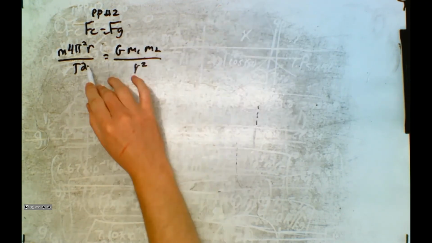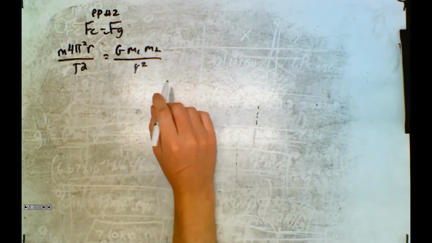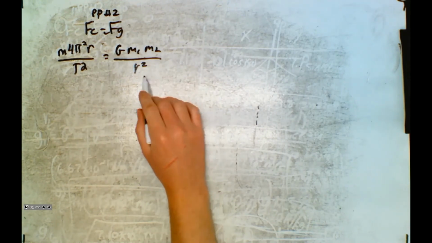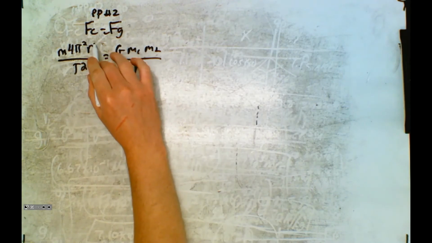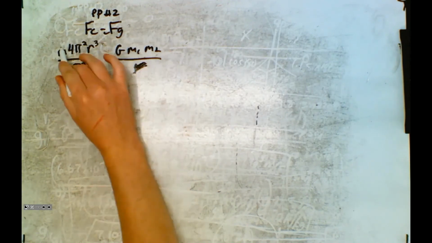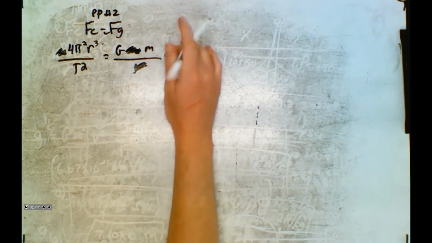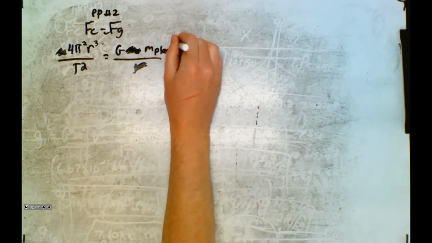So before, r was on the bottom and r squared was on the bottom and they canceled out, but because they aren't both on the bottom, if I move the r up here, it actually becomes r cubed, right? So we have r cubed over T squared. Our mass does cancel out, so the mass of our orbiting body cancels out. So what we're left with is the mass of the planet.